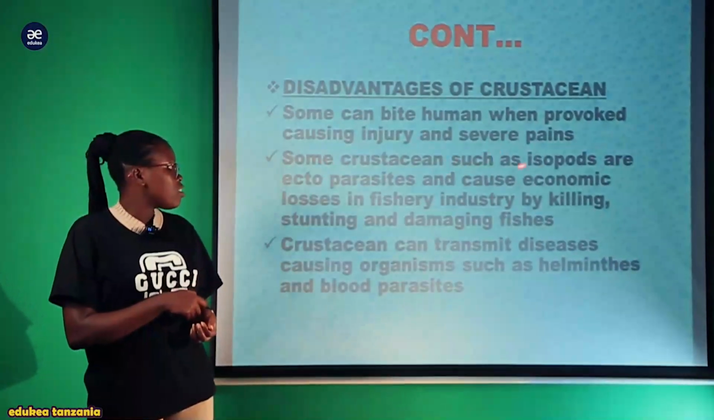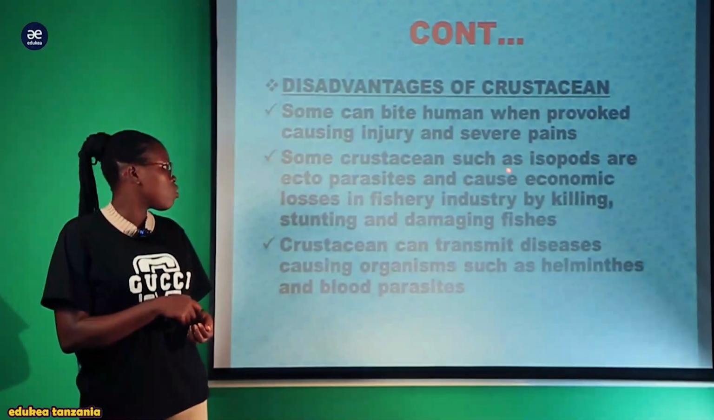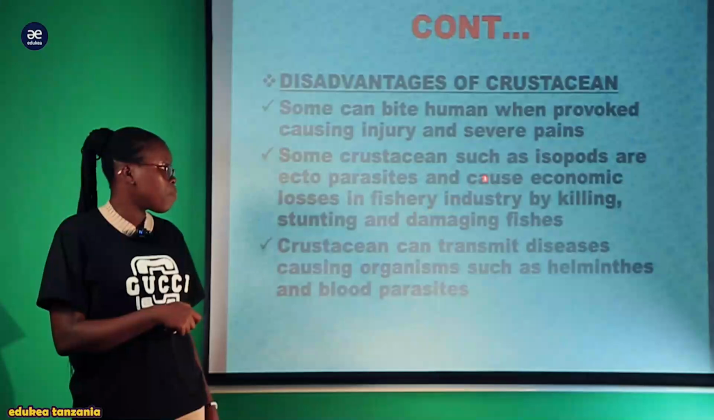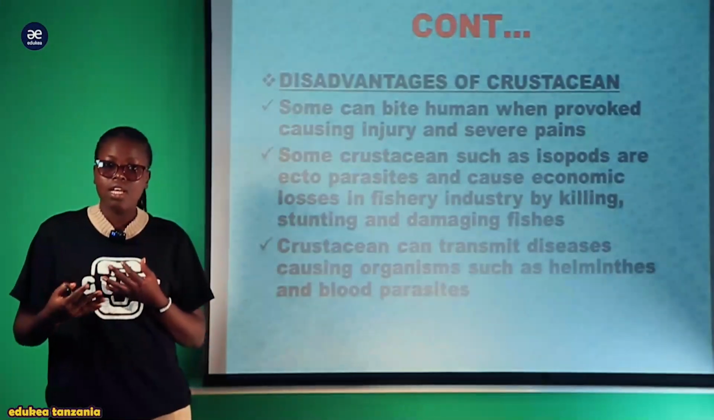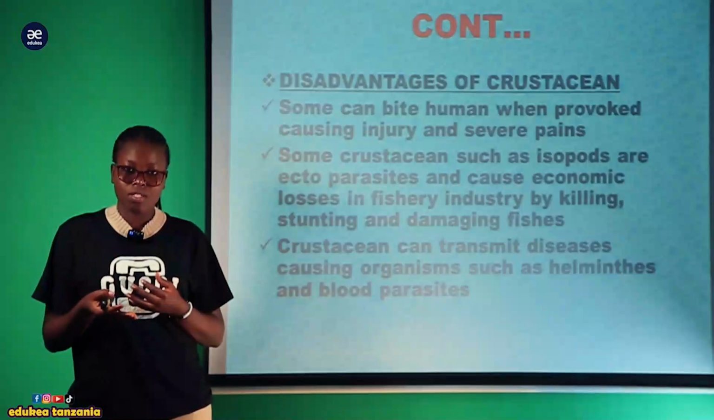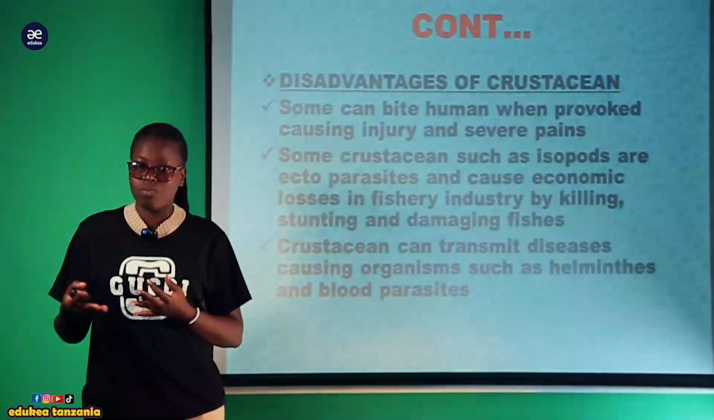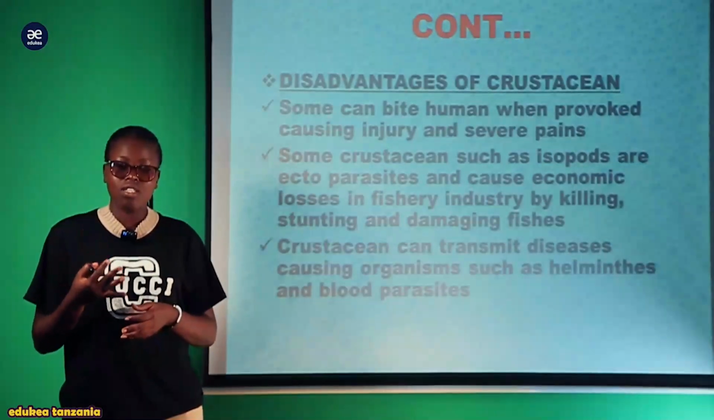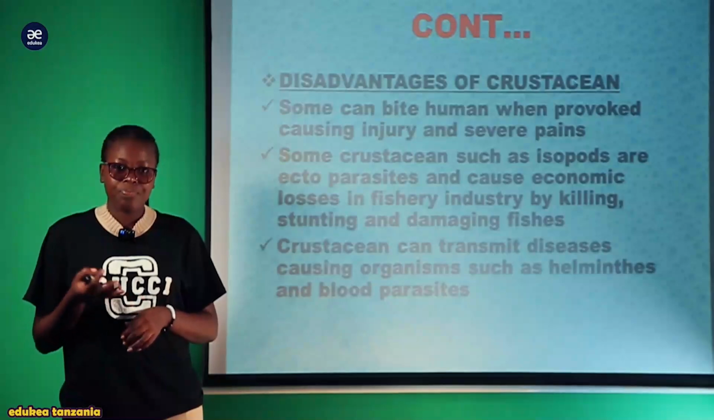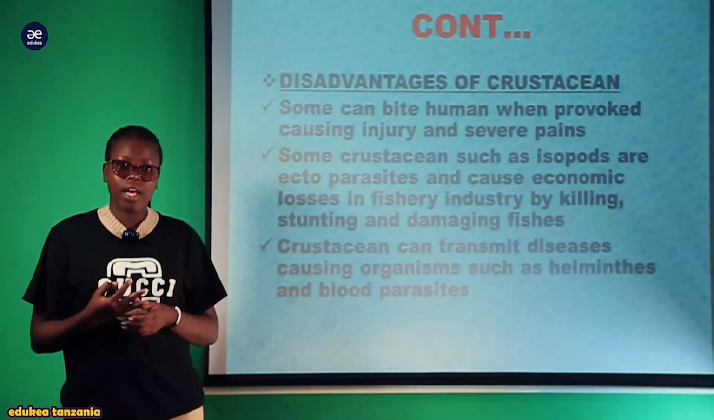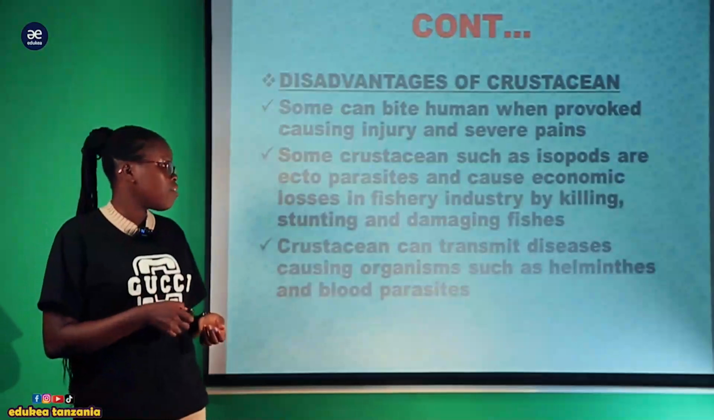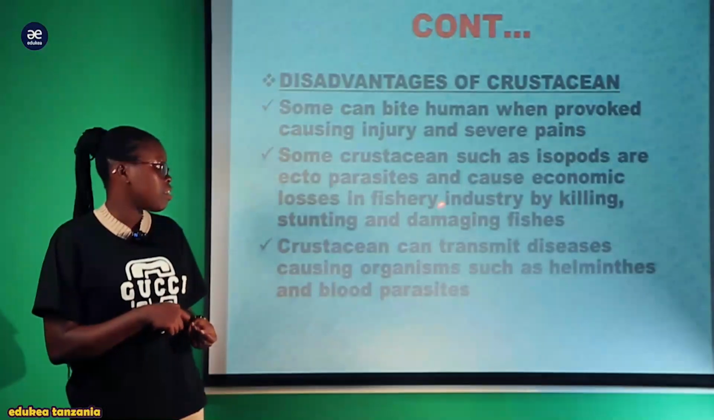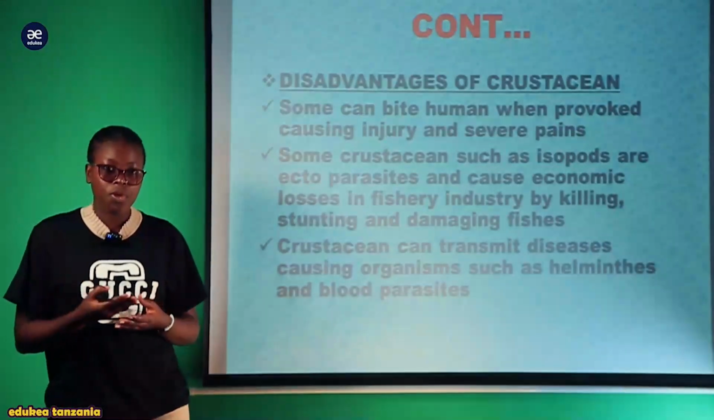Vile some crustaceans such as isopods are ectoparasites and cause economic losses in the fishery industry by killing, stunting and damaging fishes. Ectoparasites, these are the organisms which attach on the outside of the host body. So some of them are ectoparasites, meaning that they tend to invade other fish species ambao wanaenda kuwaua. Wakiwaua meaning that they decrease the population of the fishes, ambao wanaenda kudecrease the number of fish within the particular water body. Kwa hiyo inapelekea hasara katika fishing industries, na vile inakuwa inapunguza ile growth capacity ya particular fish species, na vile inakuwa ina damage, inaweza kupelekea the death of fish.